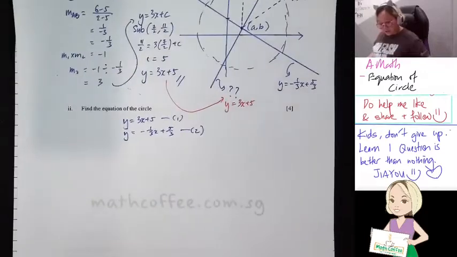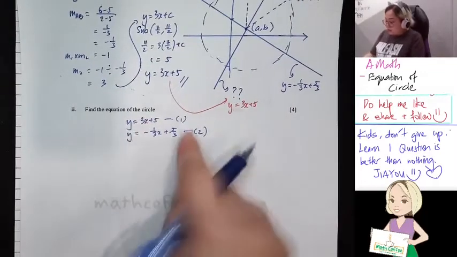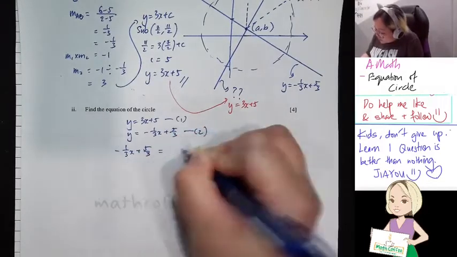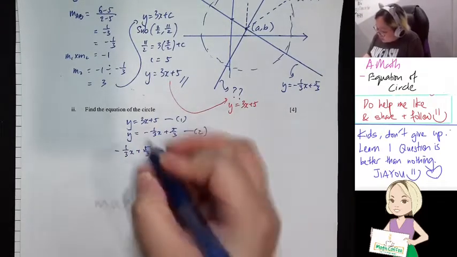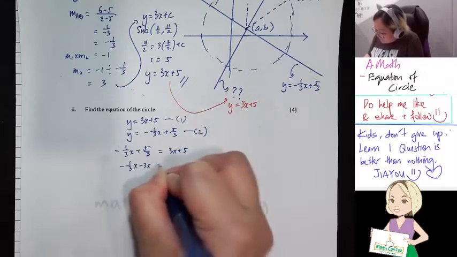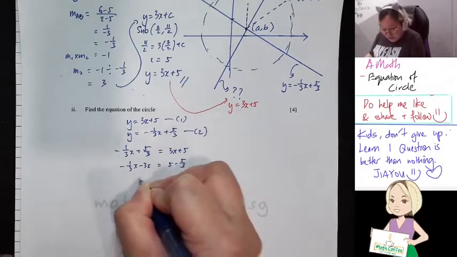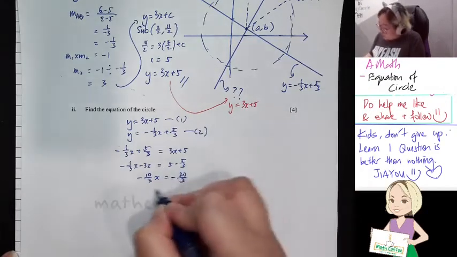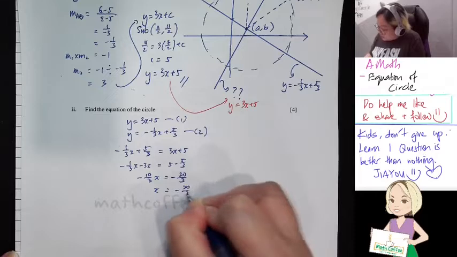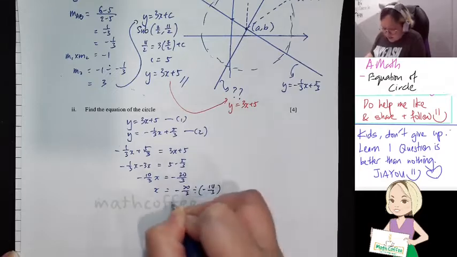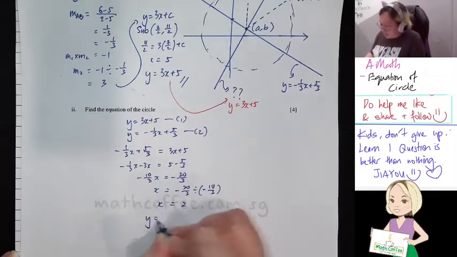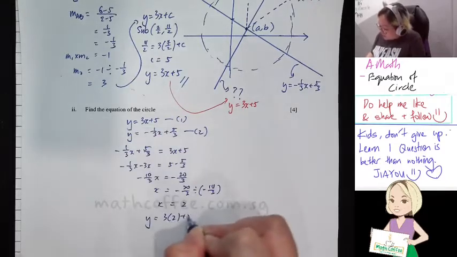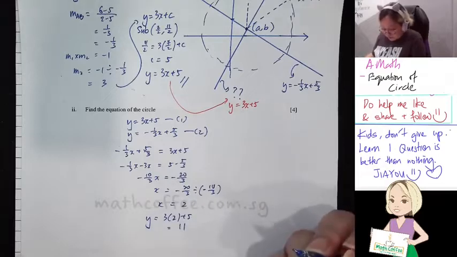Then you just do simultaneous equations. Since both are already y subject, I will just do minus 1 over 3x plus 5 over 3 equals 3x plus 5. So bring all the x to one side. In the end, I have minus 10 over 3x equals minus 20 over 3. Solve x: minus 20 over 3 divided by negative 10 over 3. I get 2. Don't stop there because you're supposed to find your y as well. So my y I can sub into equation 1, 3x plus 5. So I get 11. Sorry, it's minus.